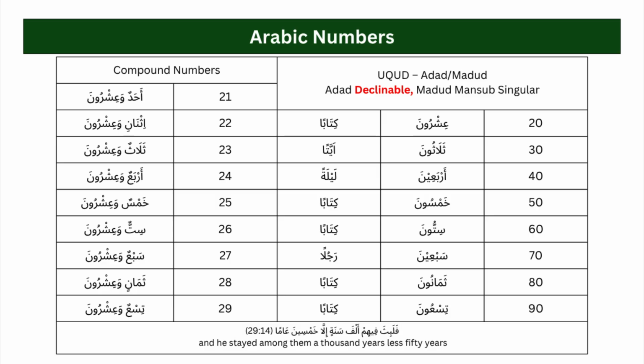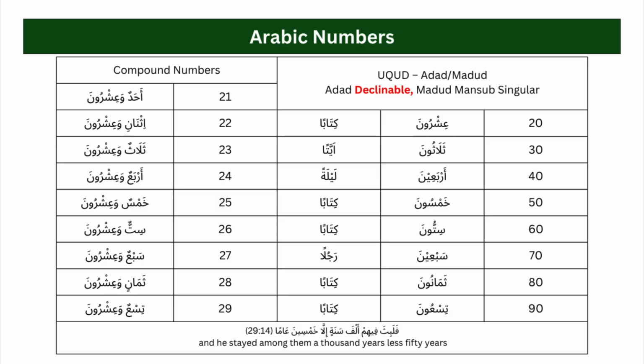These are made of two parts, joined by wow. The first part is the unit number. The second part is the group of 10. So these belong to the Ma'tuf style, because one part is joined to the other.